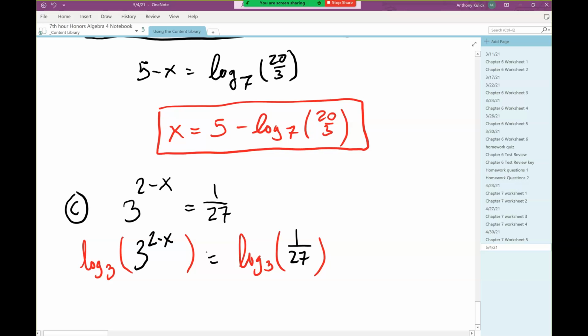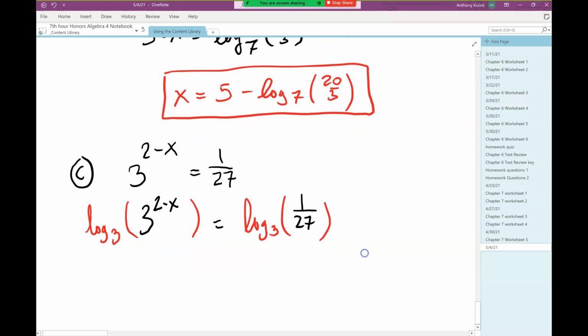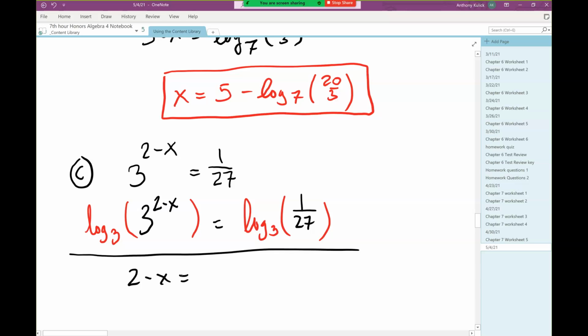Everybody's cool with what we did here first? Now, log base 3 of 27 is something that we can do. You could do that in your head, or if you really wanted to, you could break out your graphing calculator and just type that in. You might notice that 1 over 27 is 3 to the negative 3.